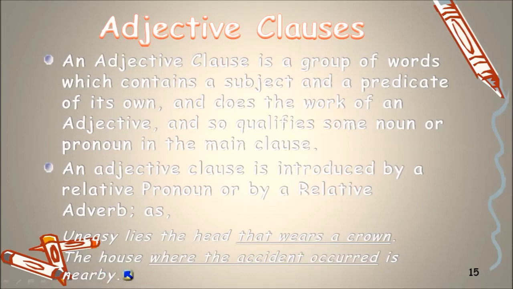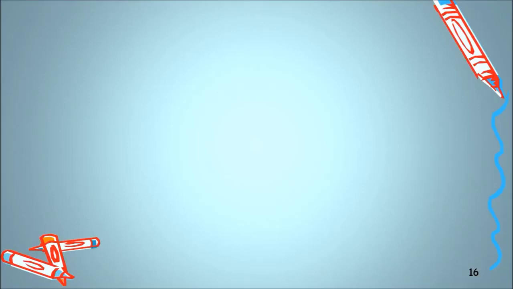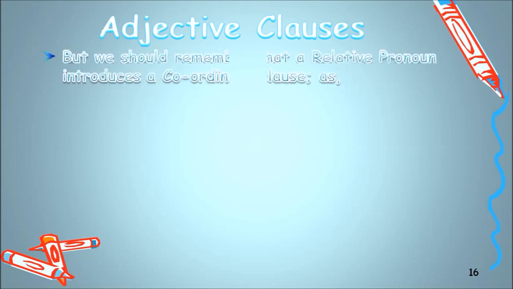The same thing happens in the next sentence. "The house where the accident occurred is nearby." The relative adverb here is very adjacent to the antecedent noun. It comes just after the antecedent noun, and it describes that very noun, giving the clause the characteristics of an adjective, and we call it an adjective clause. And as you know, an adjective clause is also called a relative clause, because of those relative pronouns and relative adverbs.